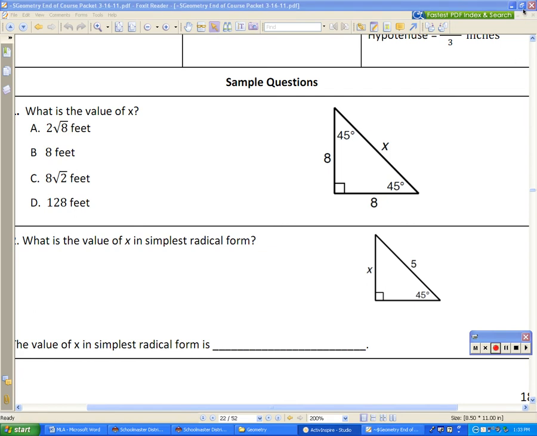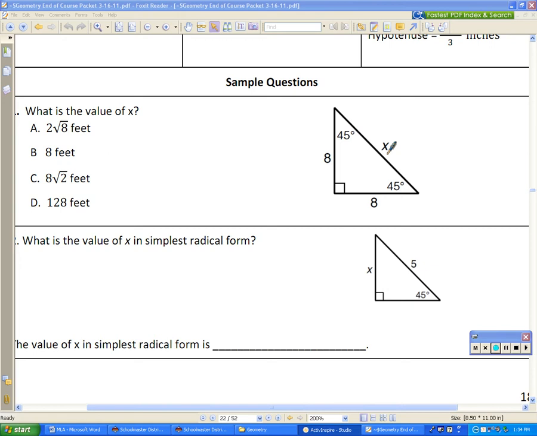Okay, so easy question here. What is the value of x? You know that the two sides are 8. And since it's 45, 45, 90, that means this one has to be 8 times the square root of 2, which is c.